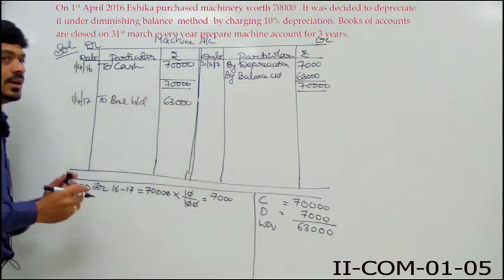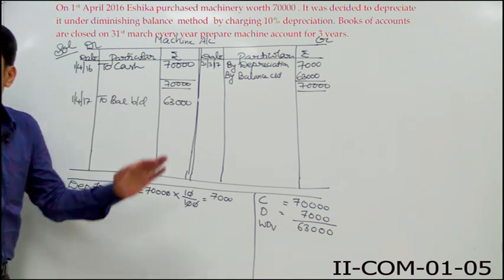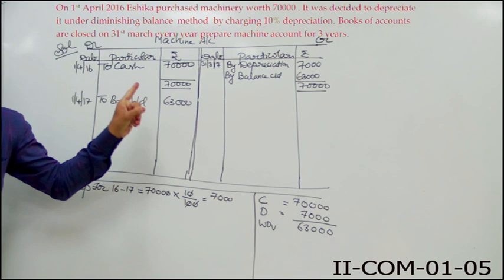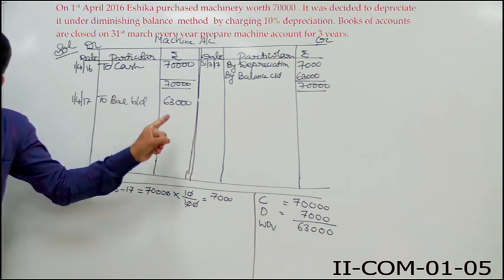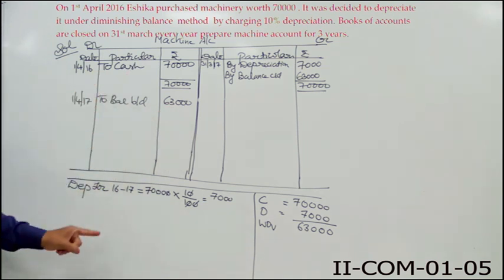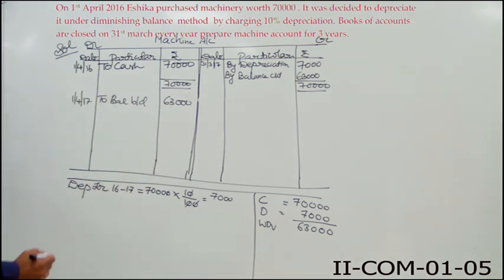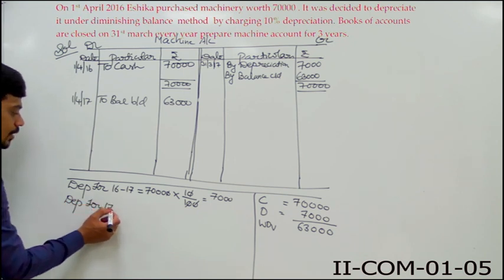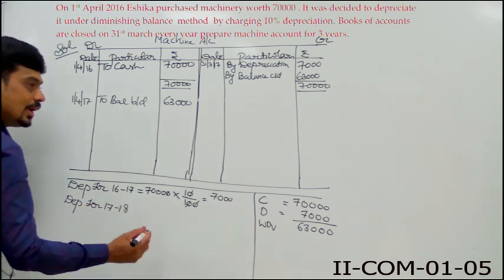Which method? Written down value method. What is the written down value? 63. What is the reduced value? 63. What is the decreased value? 63. So on this 63, calculate again depreciation. So what am I supposed to write here? I'll write depreciation for which year? 17 to 18.